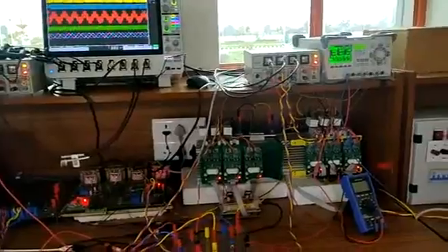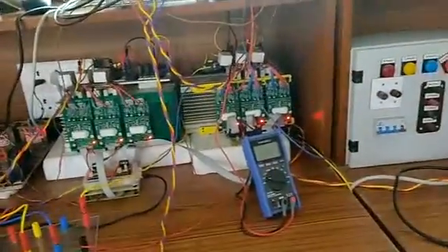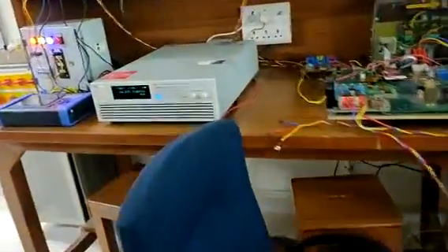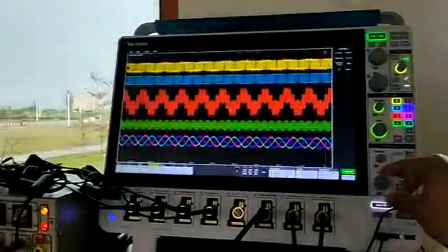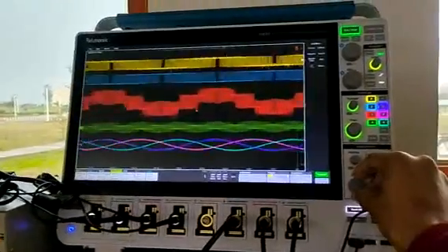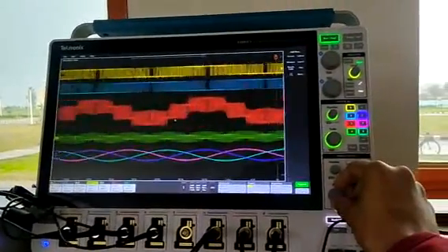This is one power supply, and this is the other power supply. So I am feeding both sources from different sources. As you can see here, even in the zoomed portions you can see the common mode voltage profile.